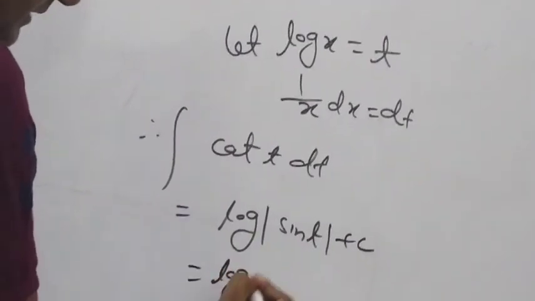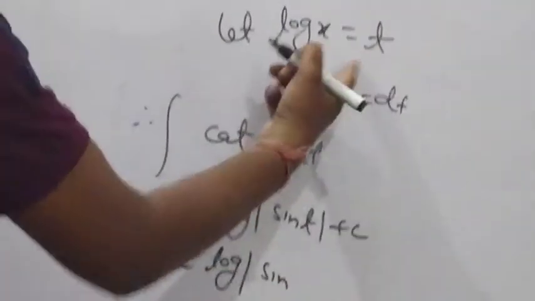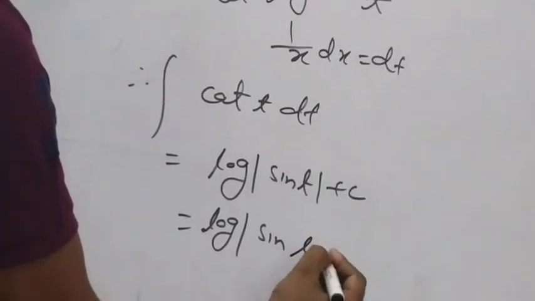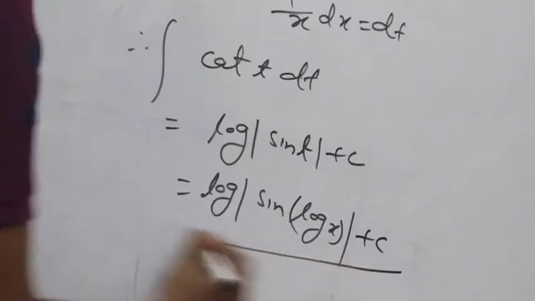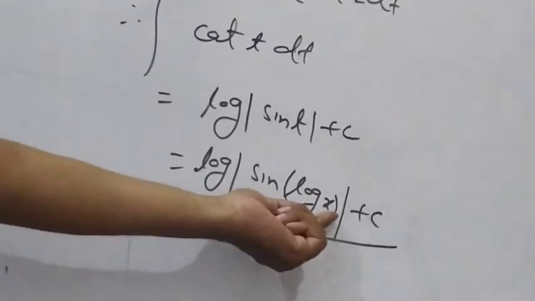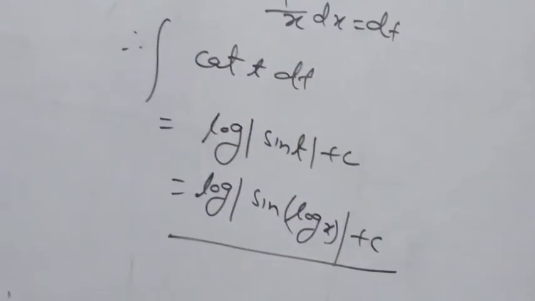At last we have to put the value of t. t is equal to what? Log of x. Clear, plus c. This is the answer. Understood? Once more here: sin t, t is equal to what? Log of x. Sin of log of x plus c.